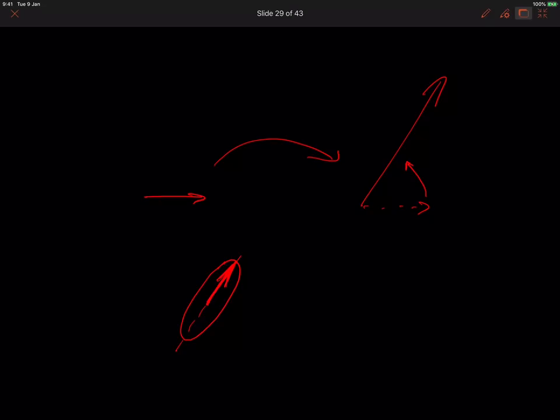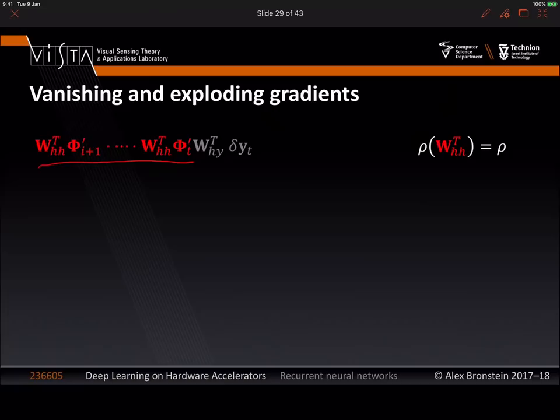And I can define a quantity which is called the spectral radius of a matrix or of a linear transformation, which I will denote by rho. Let's say this transformation is A. So rho of A is the largest eigenvalue of a matrix. And if the matrix is not square, I can talk about singular values instead of eigenvalues, or the eigenvalues of A transpose A. This is called the spectral radius of a matrix, and it tells me by how much, in the worst case, the matrix can scale the length of a vector. This is a very important algebraic quantity. So let's assume that the spectral radius of our matrix WHH, which is a square matrix, is rho.